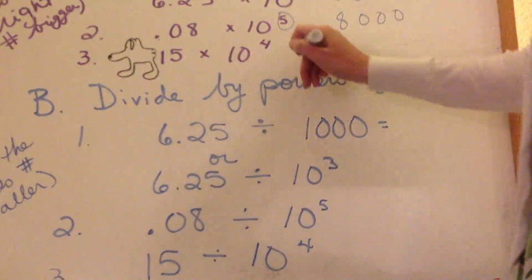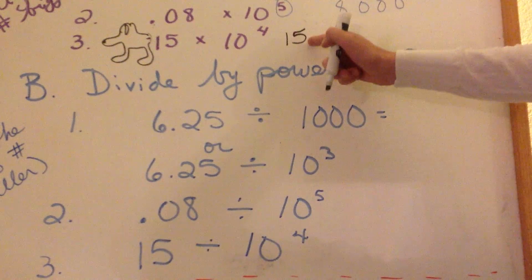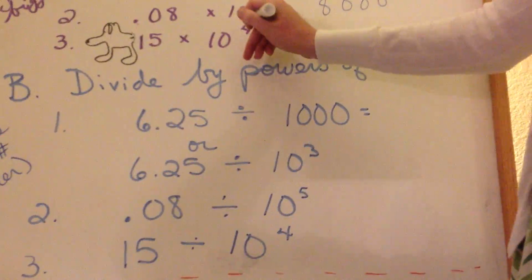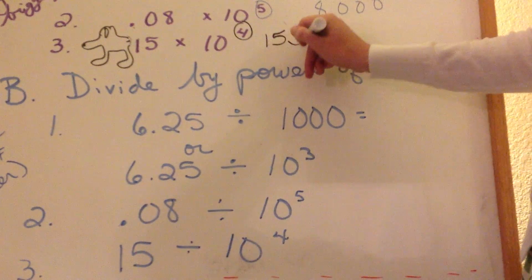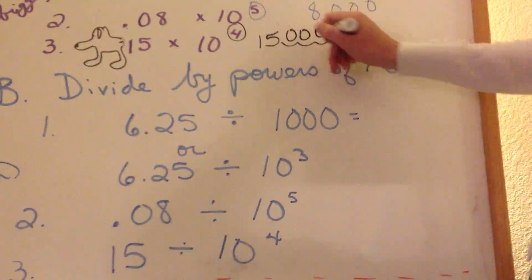Okay, so we have our number 15. We don't see the decimal, so we know it's its tail, so it's at the end. And I'm going to move it to the right 4 places. 1, 2, 3, 4. I'm going to fill this in with zeros.